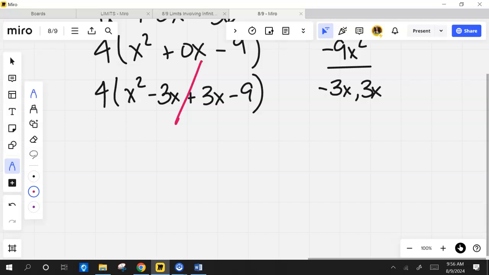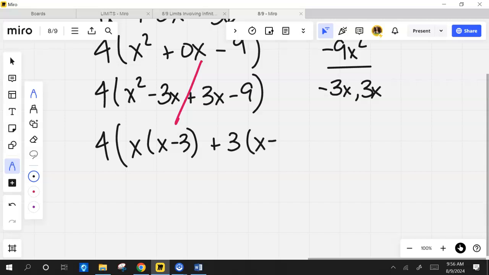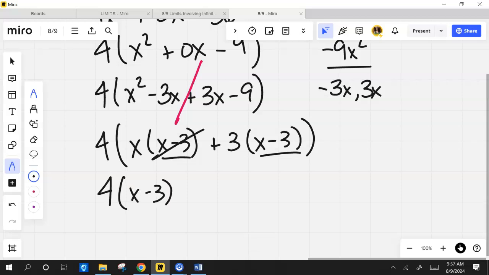What can I take out of the first two? X. What's left when I take out an X? What can I take out of the last two? What's left? It better be the same thing, right? And it's x minus 3. So now I've got 4. I'm going to take the x minus 3 out. And when I take that out of both of them, what's left? X plus 3.